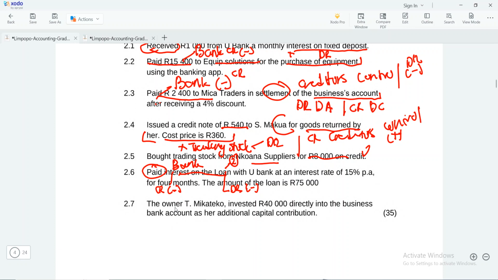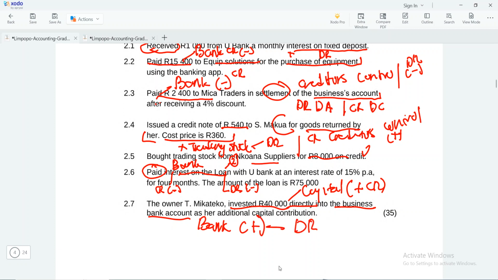they're saying that the owner T Mikateko invested. Once they say the person has invested, you must think about capital. If I invest capital, it means that my account is increasing. We know that capital increases on the credit side, so we will credit capital. They're saying that the owner T Mikateko invested 40,000 directly into the bank account. So they are telling you that the second account is bank. So our bank is also increasing, and we know that our bank as an asset increases on the debit side, so we will debit bank and credit capital.